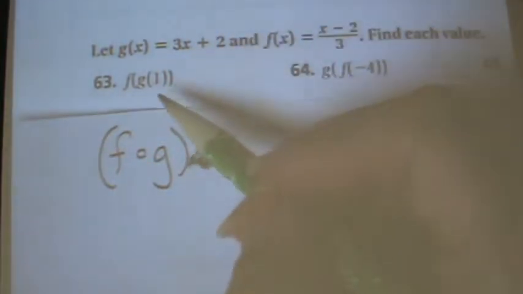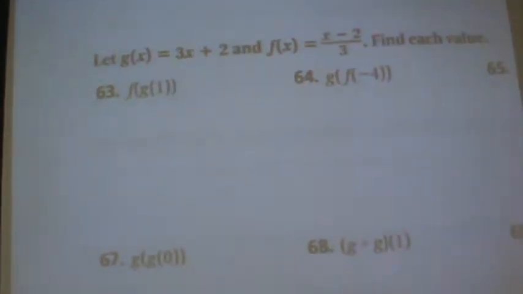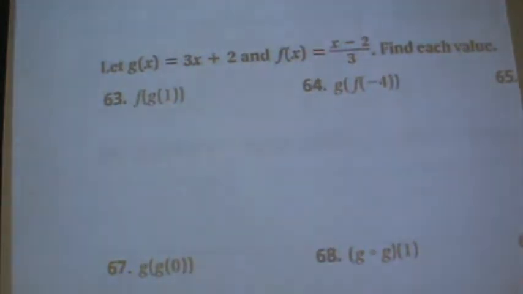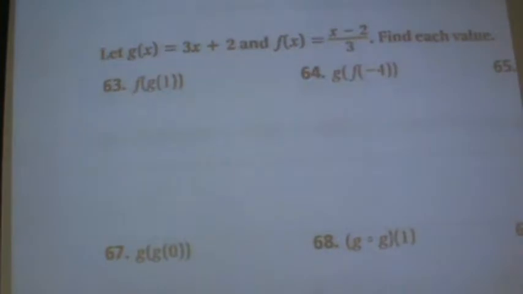What does this mean then? What does f of g of 1 mean? Can you tell me? What do we do with f of g of 1? Now, just to remind you, it's not f times g. There's no timesing. This does not mean times. What does f of g of 1 mean?